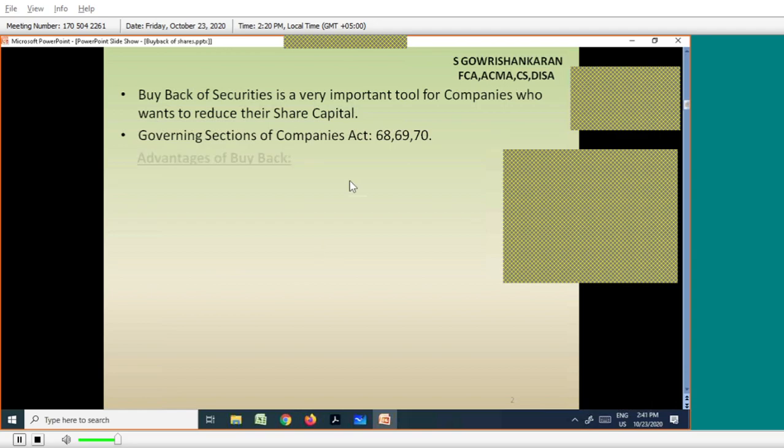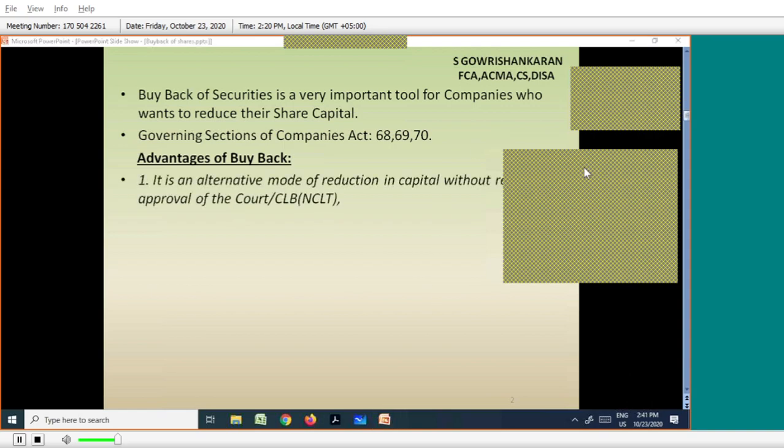Then, advantages of buyback. Advantages means you can say reasons also. Reasons for buyback. Why am I going for buyback? What is the reason? Many reasons. We will understand them one by one.